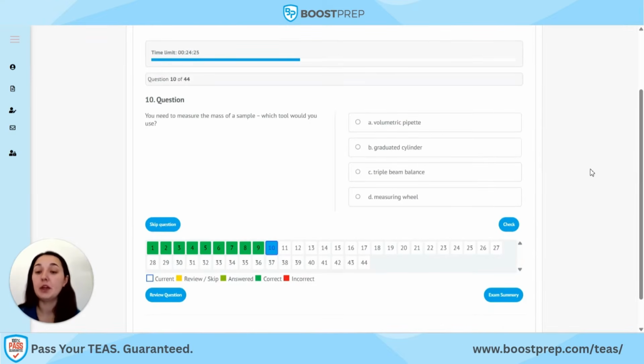Question number 10. You need to measure the mass of a sample. Which tool would you use? A. Volumetric pipette. B. Graduated cylinder. C. Triple beam balance. D. Measuring wheel.